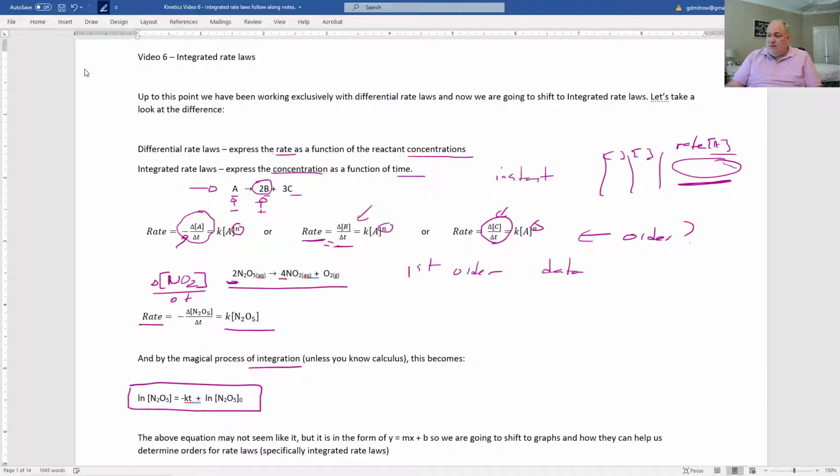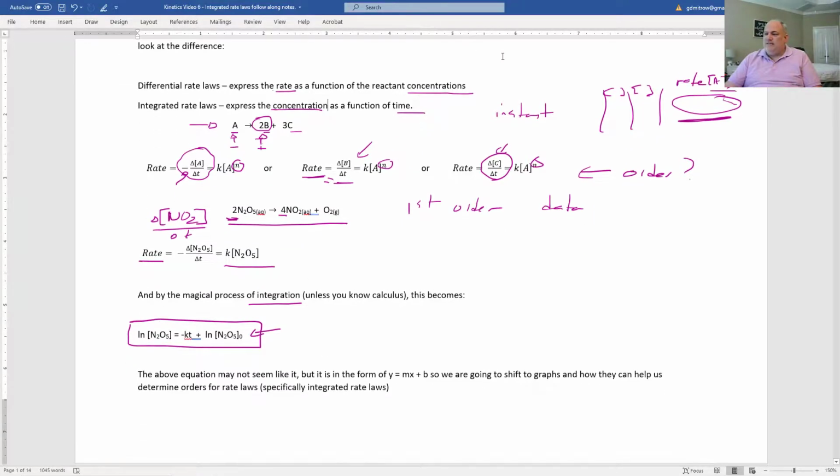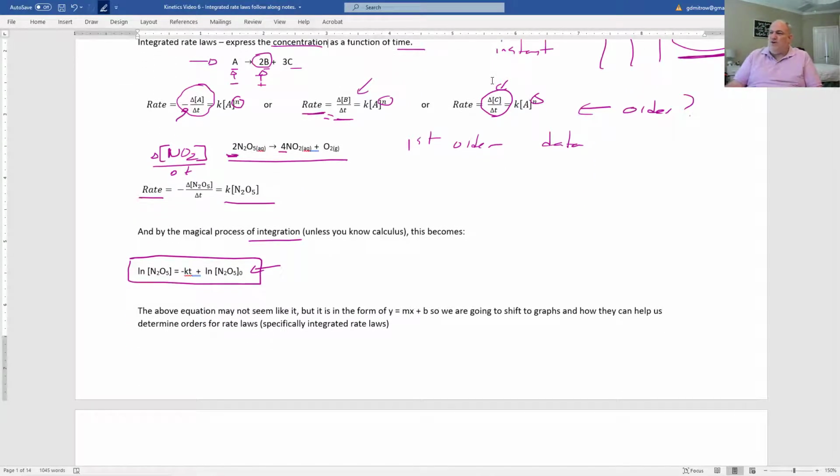Now, I want to point out something here. See that little zero as a subscript? That means initial amount. We call that naught. This is just this after having been integrated. Now, if you're frightened by this, this is why I had you memorize this table. But if you took a look, this actually is in the form of y equals mx plus b.